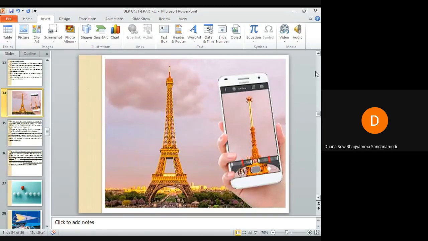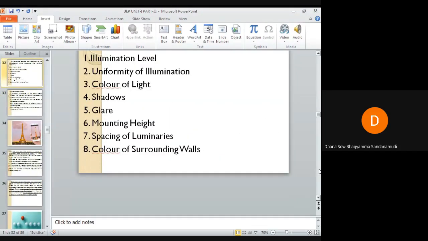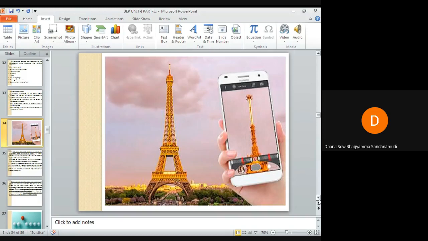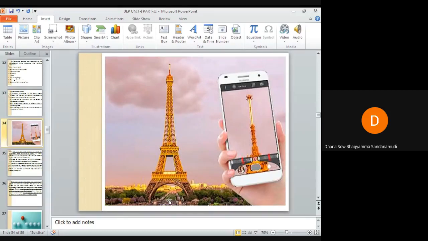Just for example, if you see in this image, there is an Eiffel Tower here. When I'm looking at it from a very long distance, it seems very small. If I go and stand nearby to it, I can't even clearly see the whole Eiffel Tower. I can see only parts of it. I can only see the bottom part of that Eiffel Tower. That's all. So I can't see the whole image of that Eiffel Tower.